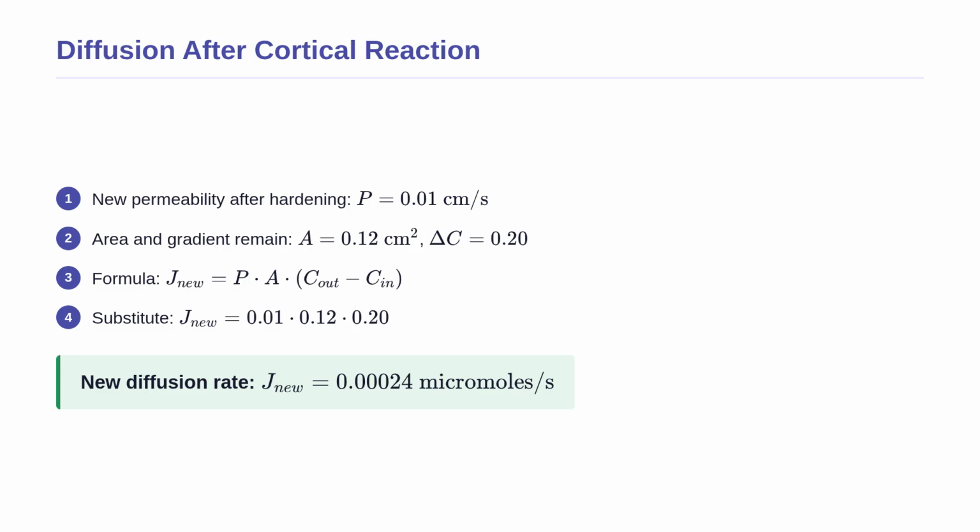Multiplying these together, we find the new diffusion rate is 0.00024 micromoles per second. The rate has dropped significantly, showing that the membrane must strike a delicate balance between being tough enough to protect, yet permeable enough to breathe.